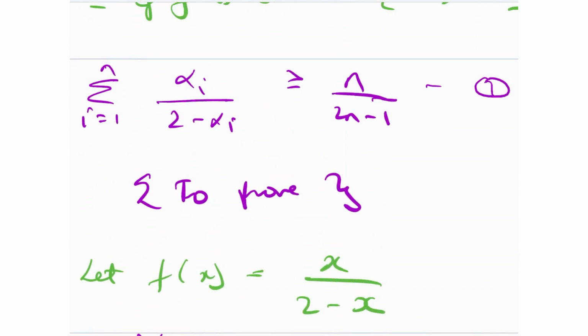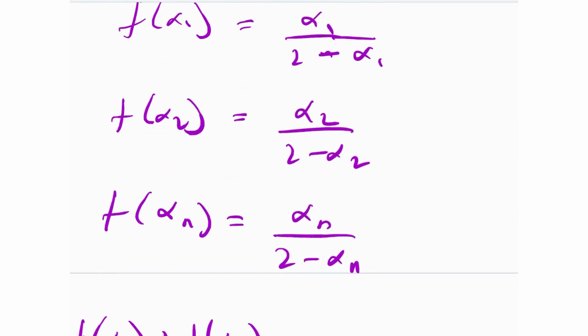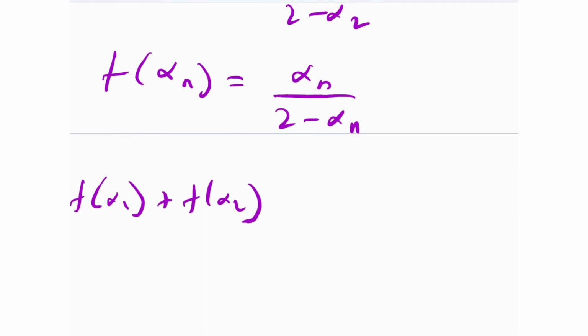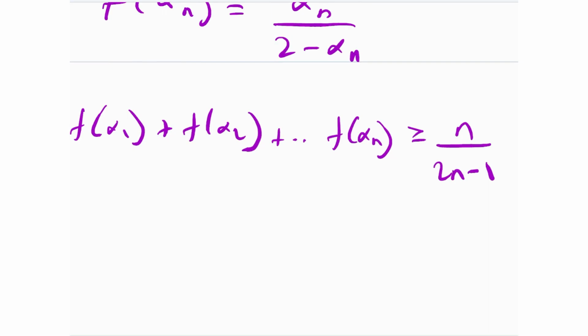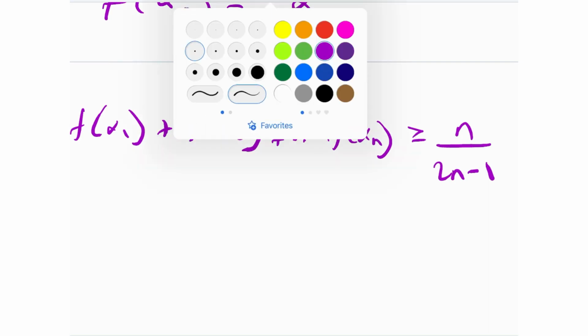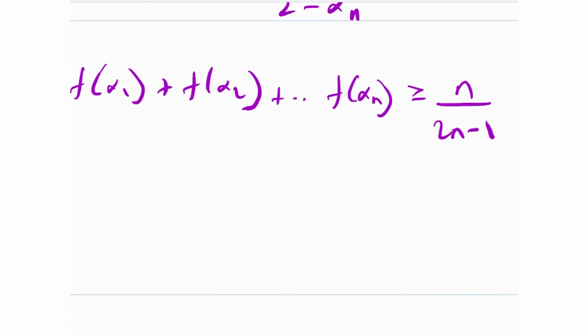And if you notice, this inequality number 1 is nothing but f of alpha 1 plus f of alpha 2, so alpha 1 divided by 2 minus alpha 1, alpha 2 divided by 2 minus alpha 2, sum all the way up till f of alpha n. And I need to prove that this is greater than or equal to n divided by 2n minus 1. This is amazing because essentially I defined a function, that is why I'm able to write this in function notation. Before that we just had the fraction. So now we have a function that we're dealing with.